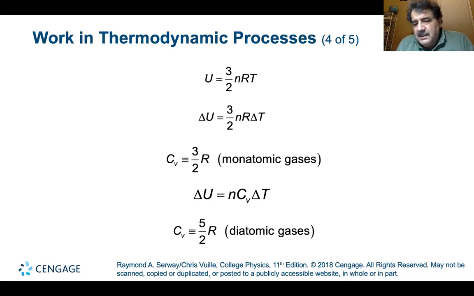For diatomic gases, you add a couple more degrees of freedom. So the molar specific heat at constant volume is equal to 5 halves R. And when we come to polyatomic gases, it'll be about 7 halves R. We'll see that in the table in a bit. So delta U equals n CV delta T, where CV is equal to 3 halves R or 5 halves R or 7 halves R for polyatomic gases.